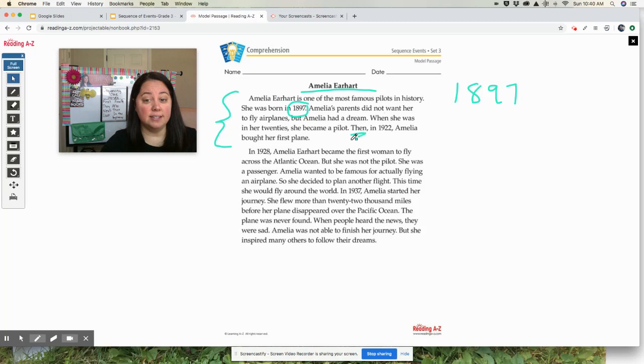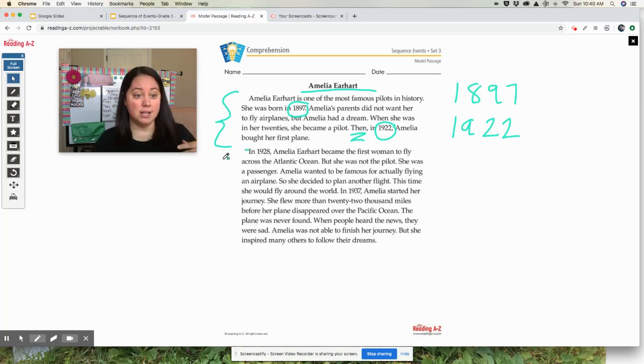Here is a clue word, then. Actually, I have it twice here on my little chart. So then is a sequencing clue word, which is followed by another date, 1922. And that is when Miss Earhart bought her first airplane. Very cool. So let's continue on to the second paragraph.